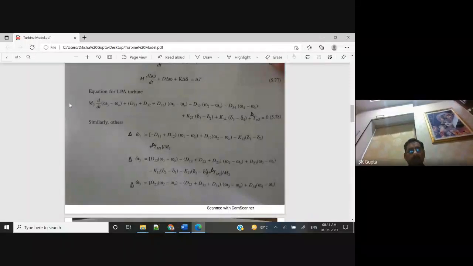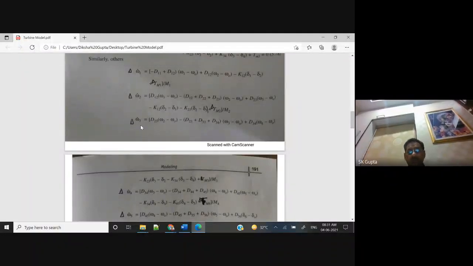Same, this Tm3 and M3, everything is divided by M3. So that's why here everything is divided by M3. So this is the equation for omega 3, del omega 3. Matlab, the angular velocity of the third unit, that was the low pressure turbine.